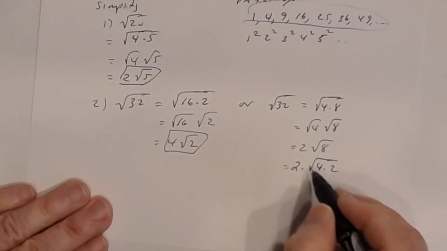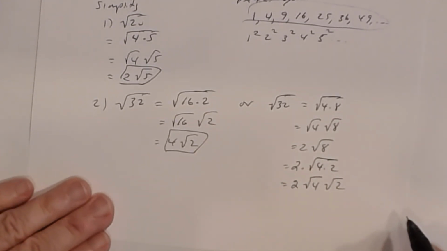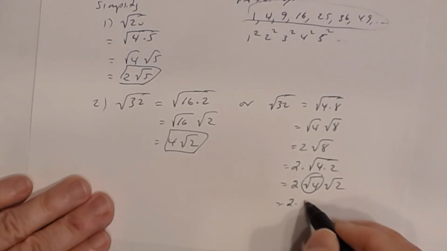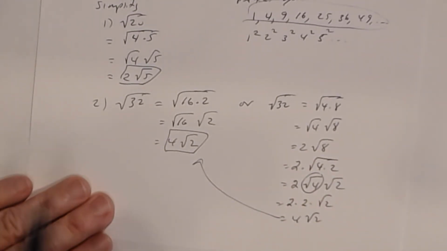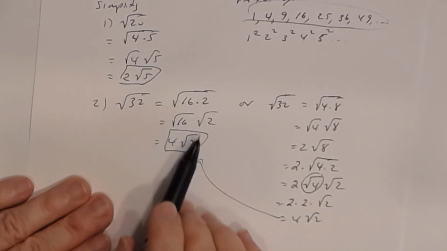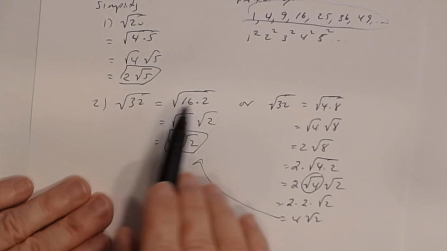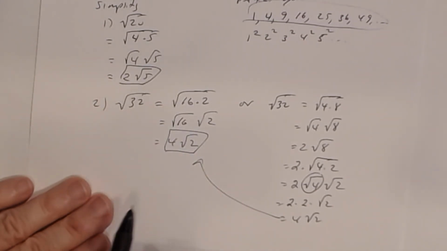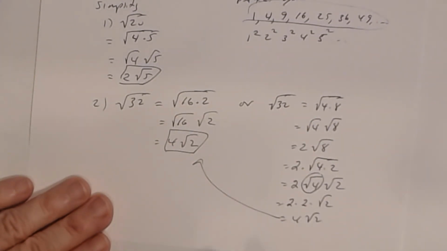Then using the product rule again, I get 2 times the square root of 4 times the square root of 2. And now notice the square root of 4 is 2, so I get 2 times 2 times the square root of 2, and 2 times 2 is 4. So you get 4 square root of 2, which is what we got here. So the point being is that if you use the largest, you save yourself a whole lot of steps. See, it's a lot shorter. The steps are a lot quicker to get to the answer if you use the largest. All right. Now you don't have to use the largest, but you have to go through a little bit more steps to get to the answer.